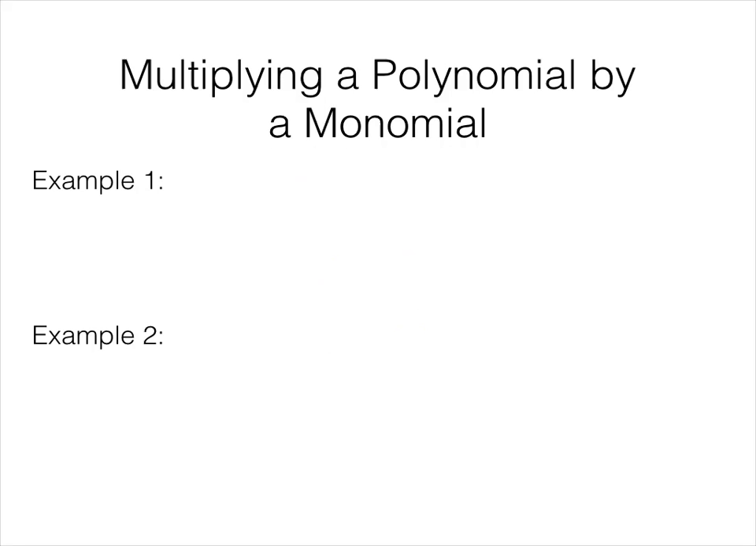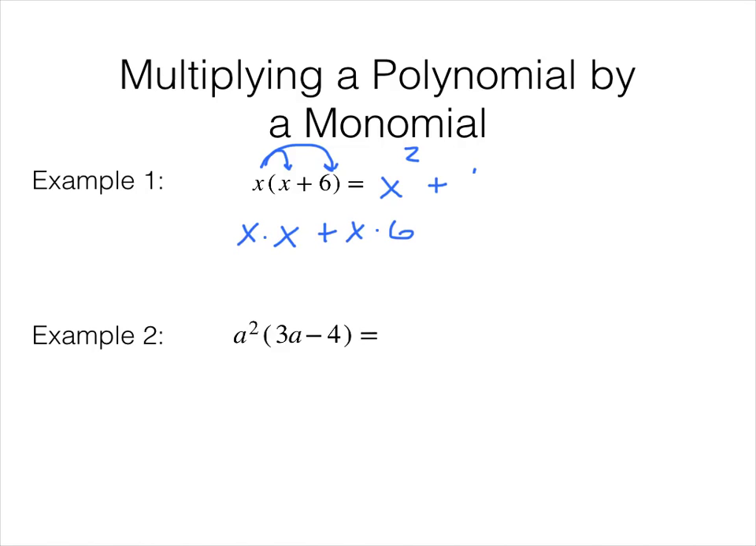Okay, let me get your examples for this page. And there you go. So we have example 1, x times the quantity x plus 6. So just like we did with the number, we're going to multiply. So x times x and x times plus 6. X times x, that's x squared, plus x times 6, and that's 6x. So that wasn't complicated. Let's try the next one.